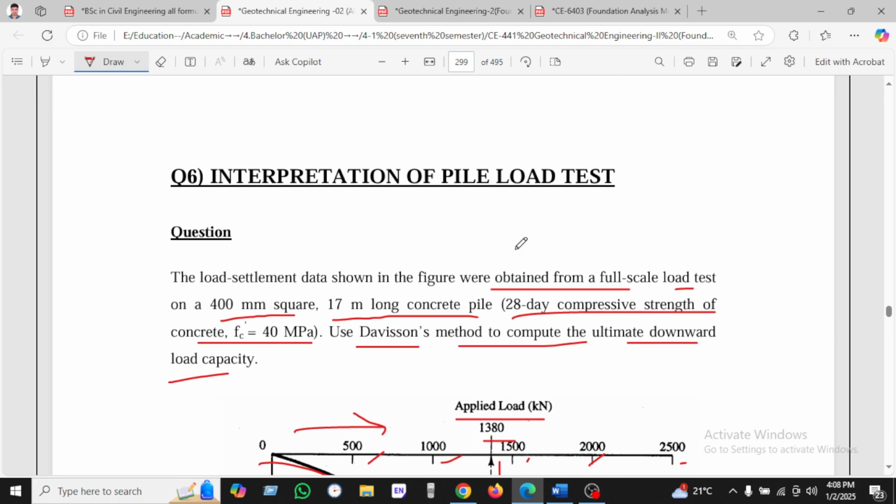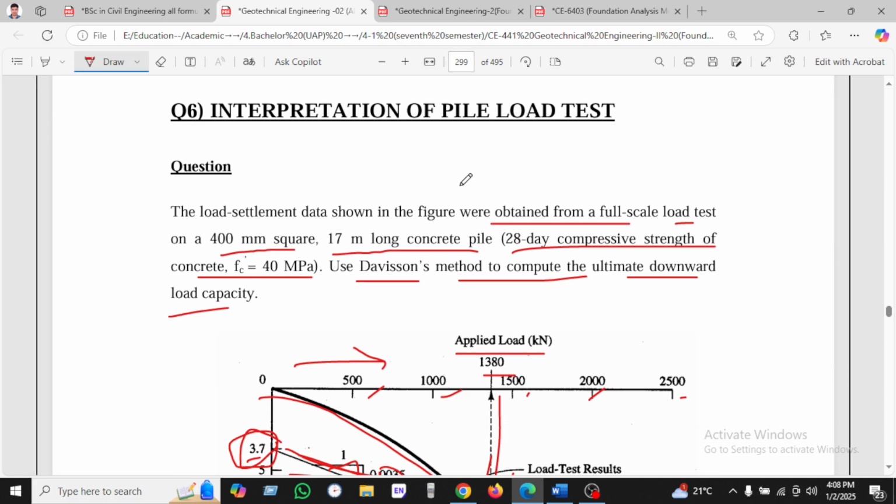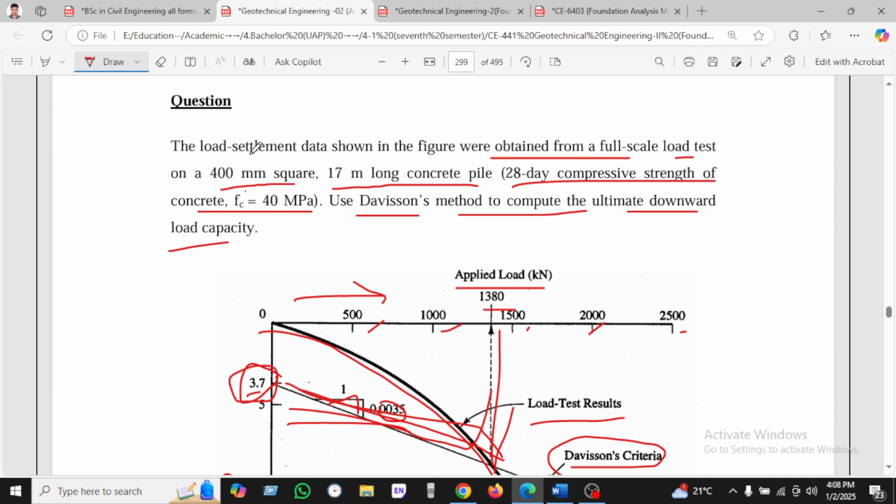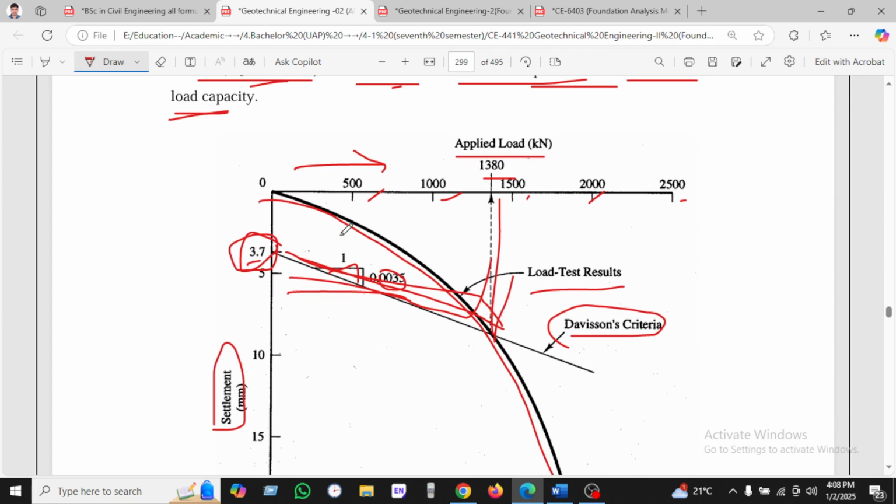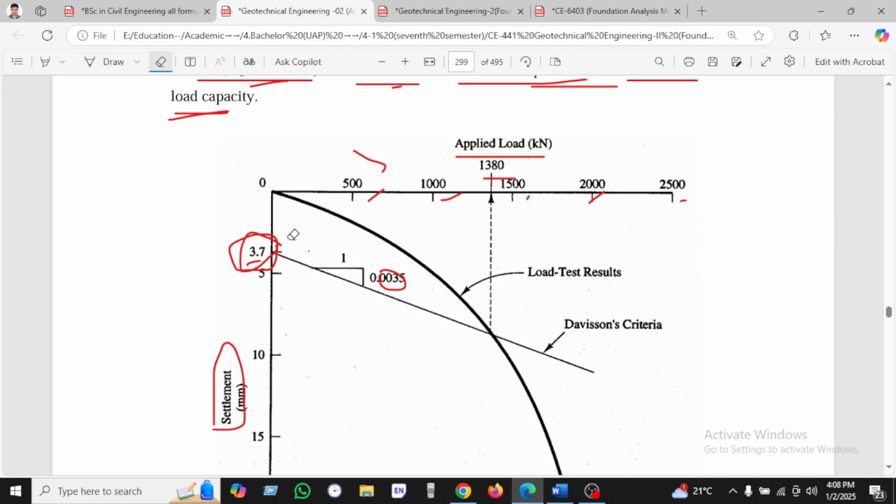So we can see another example here, interpretation of the pile load test. The question is: the load settlement is shown in the figure, and obtain the full scale load for a 400 square and 17 meter long concrete pile, whose 28 day compressive strength is 40. Use Davisson's method to compute the ultimate downward load capacity. You can see here the applied load. We have to calculate the applied load from this equation.